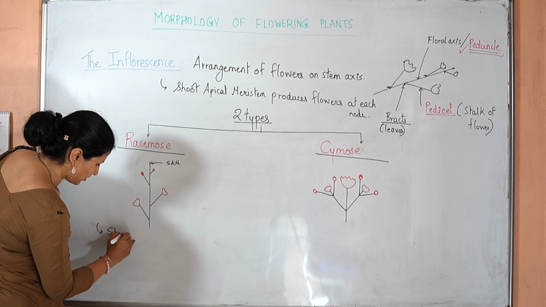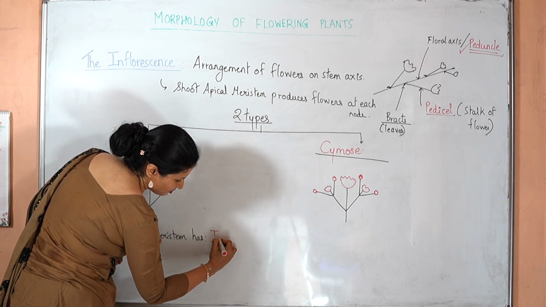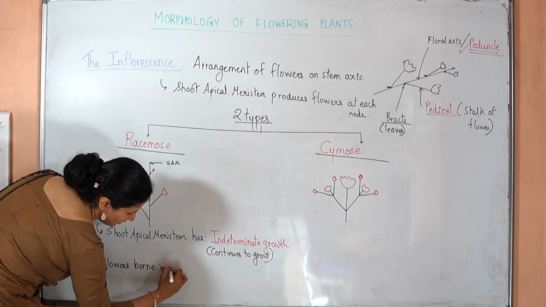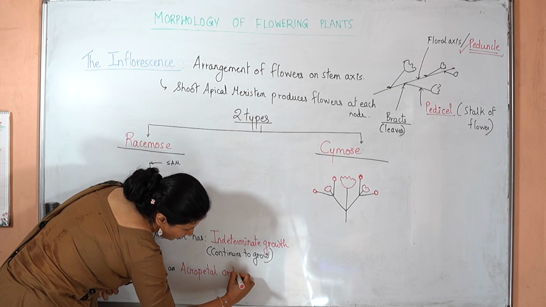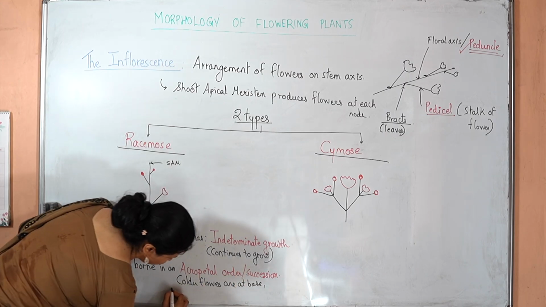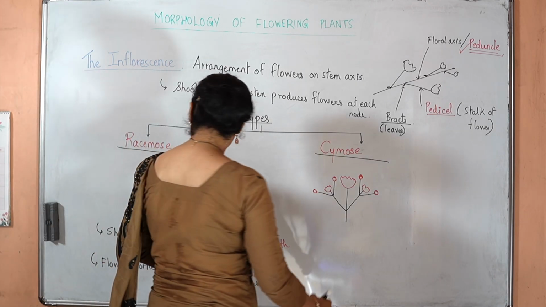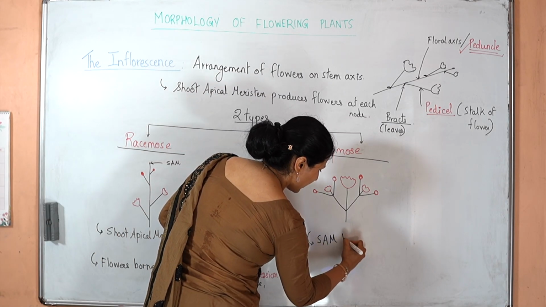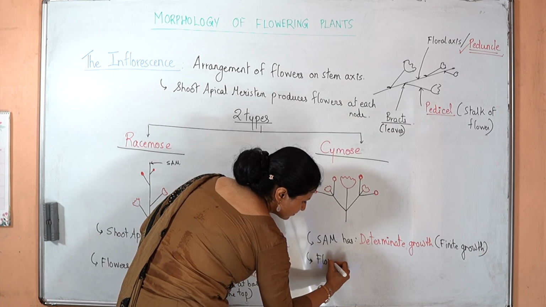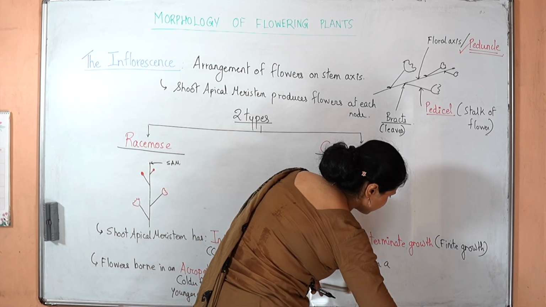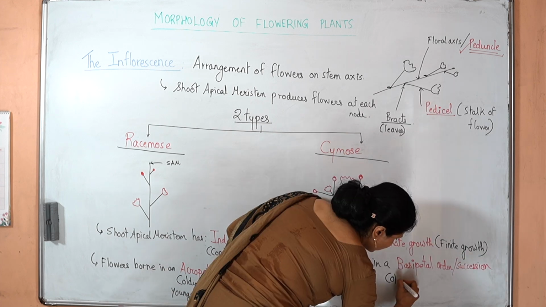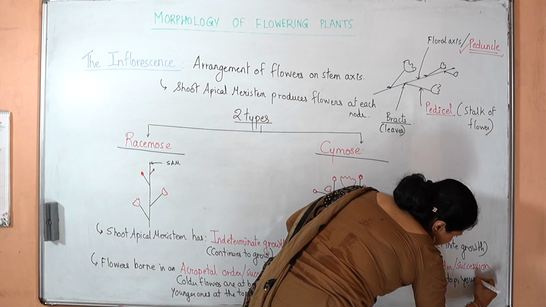Let's write. Shoot apical meristem has indeterminate growth. Indeterminate growth means it continues to grow. Flowers born in an acropetal order or acropetal succession we call it. Older flowers are at base and younger ones at the top. Cymose inflorescence. Shoot apical meristem has determinate growth, means finite growth. Flowers born in a basipetal order or succession. Older flowers on top, younger ones below.